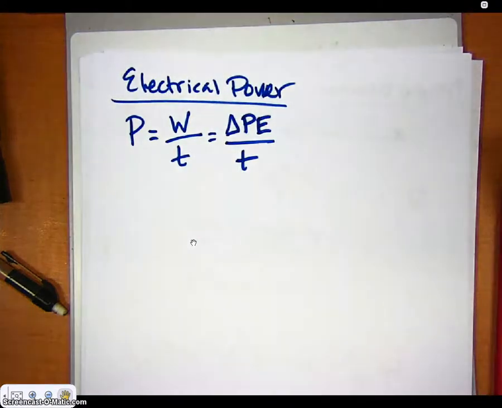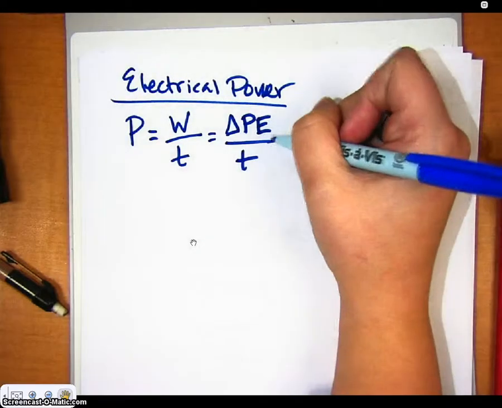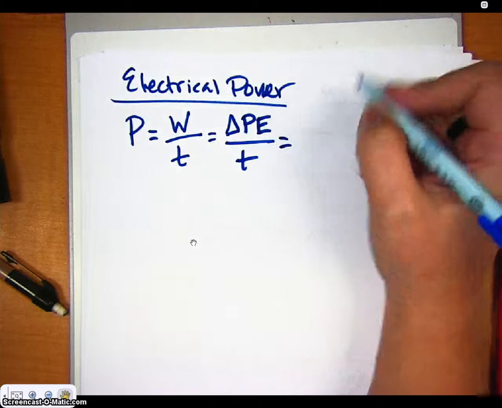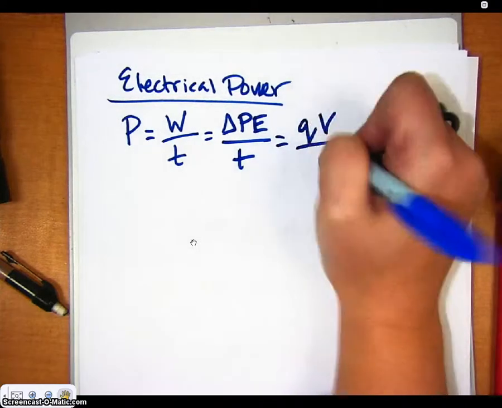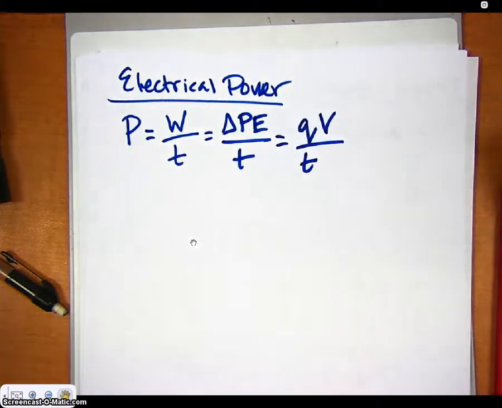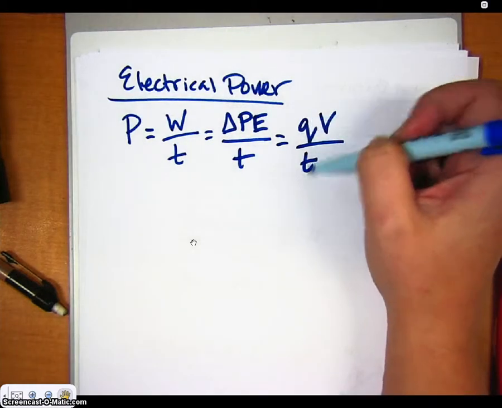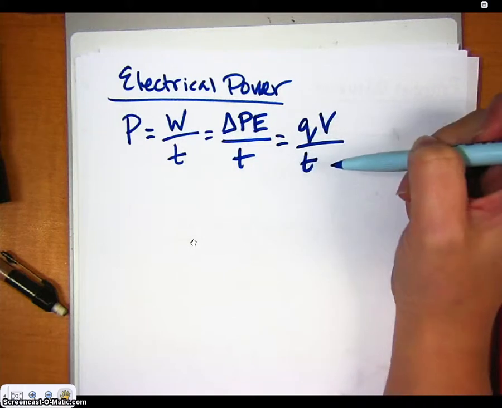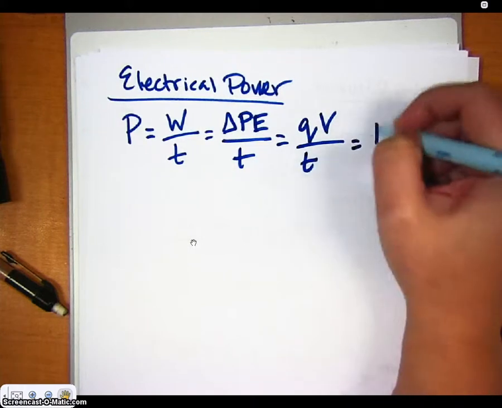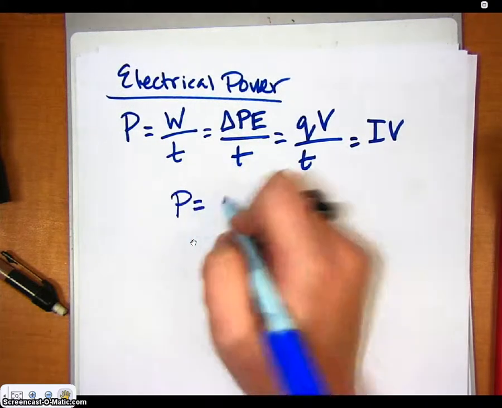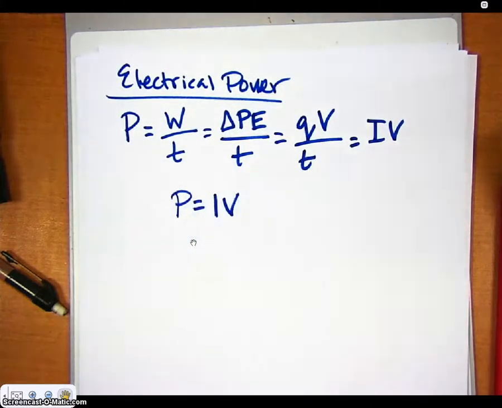Okay? And we know that potential energy relative to volts is QE or QV, right? So you get QV over T, okay? And in the last video we learned what Q over T is. Q over T is charge per unit time, and that's current, which is I. So going through the whole derivation, we get P equals IV. So power is equal to current times volts, okay?